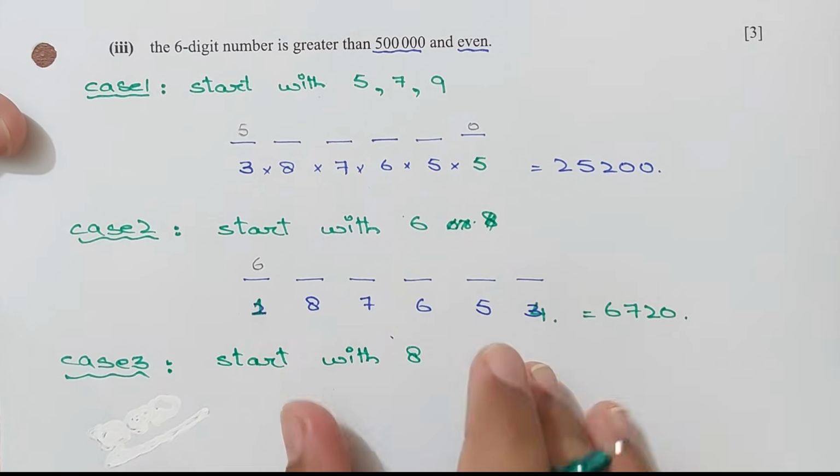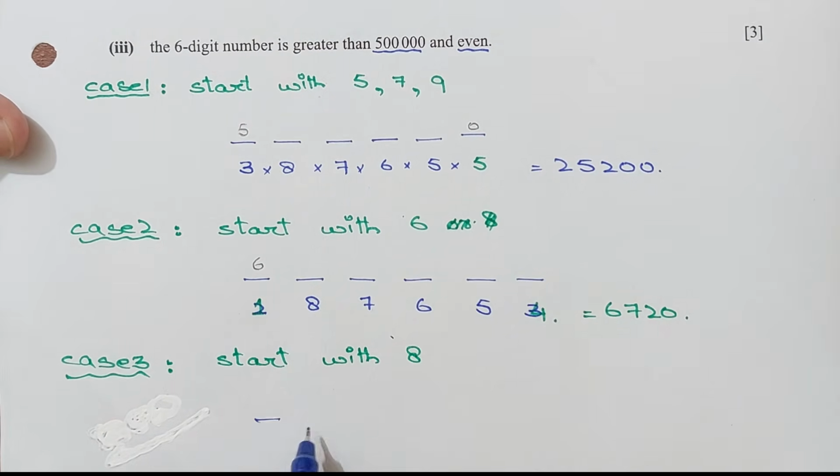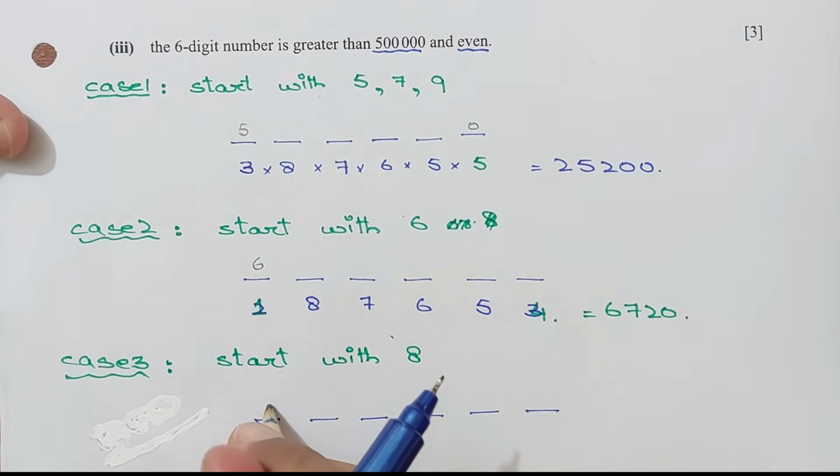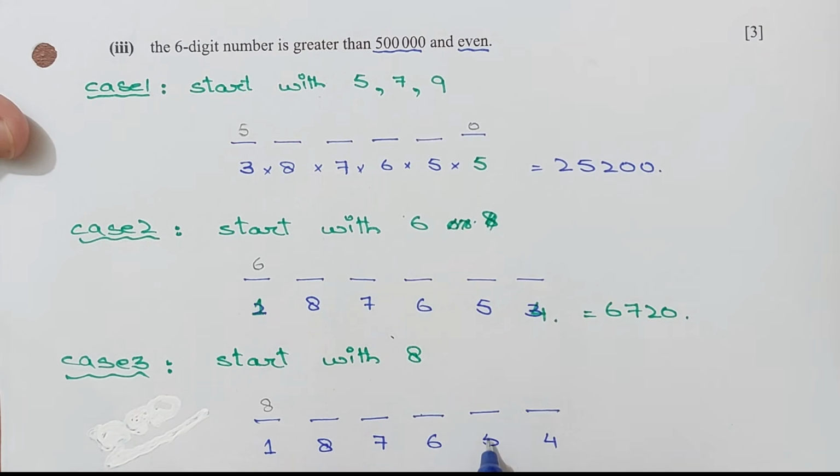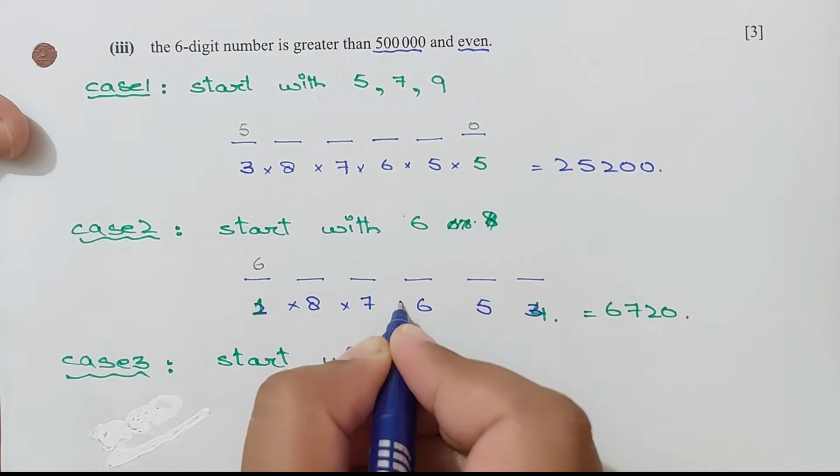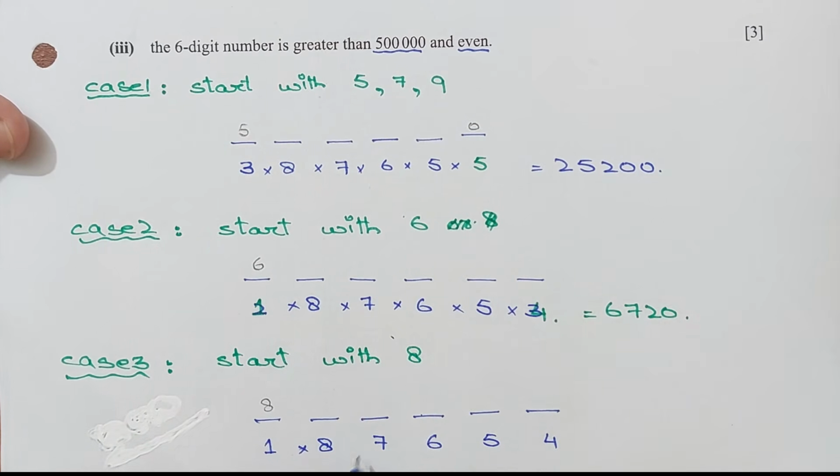Starts with 8, right? Again a 6-digit number. We have 1, 2, 3, 4, 5 and 6. It is starting with 8. One option is for the first digit, and again the even numbers are 0, 2, 4 and 6. 4 options for the even, right? Now the remainings are 8, 7, 6 and 5. You have to multiply all of them, right? The same thing, we will get 6720, right?